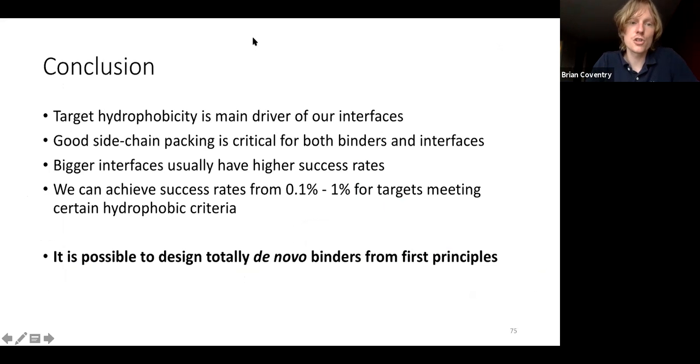And so in conclusion, target hydrophobicity is the main driver. You have to have good packing, both in the core of your binder as well as your interface, if you want these to work. Bigger interfaces are better. Our success rate ranges from 0.1% to 1% for targets with specific criteria, which is mostly hydrophobicity. And then finally, if possible, you can start with just a crystal structure and make a binder to it, which is pretty cool.